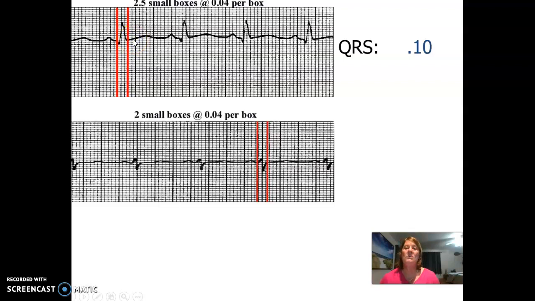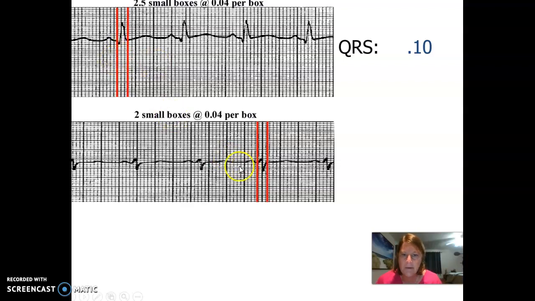Now, a normal QRS interval is 0.08 to 0.11. It should be less than 0.12. So 0.08, or I'm sorry, 0.06 to 0.11, should be less than 0.12 for adults. And so if I look at this one here, I have 1, 2, 2.5 small boxes. And again, each box is 0.04 seconds of time. So that would be 0.10. So that is a normal measurement.